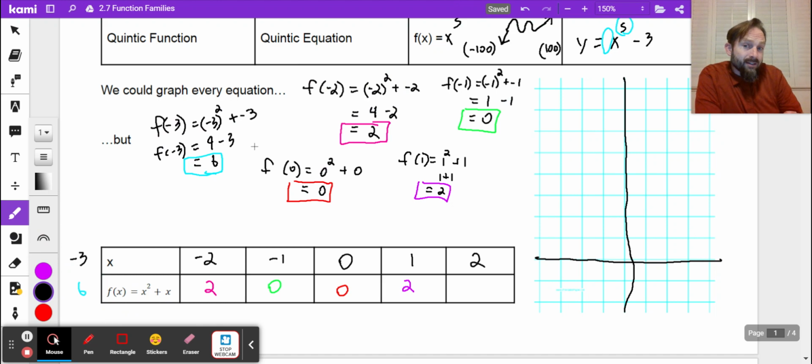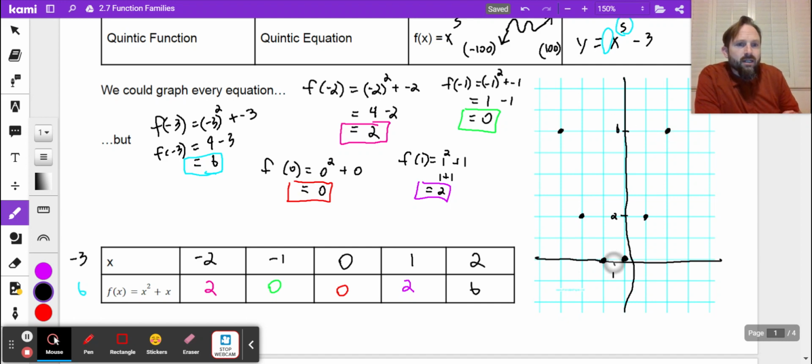All right, guys. So if you look at this, I've shown my work to figure out the outputs. If I plugged in negative 3, I'll get 6. If I plugged in negative 2, I should get 2. If I plugged in negative 1, I should get 0. If I plugged in 0, I should get 0. If I plugged in 1, I should get 2. And if I plugged in 2, I'm going to tell you right now, 2 times 2 is 4, plus 2 is 6. I should get 6 right here.